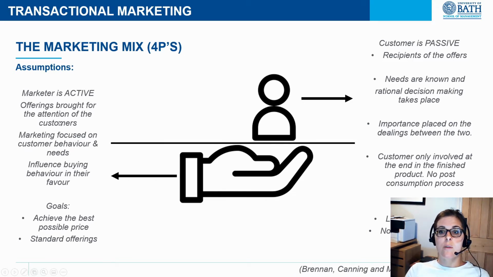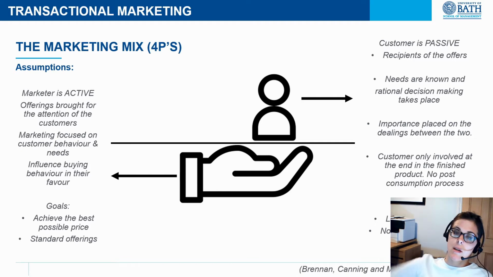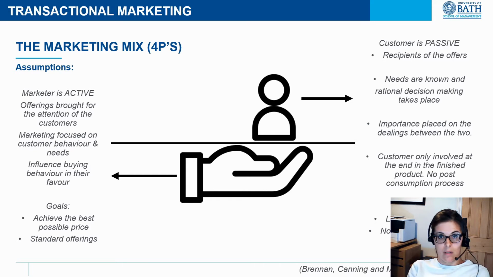The marketing is very much focused around the customer behavior and what the needs are that this product can serve as a solution for. So it's not tailoring the product in any way, shape or form to the needs of the customer. It's identifying the customer needs that exist that this product can solve and support. And the role of the marketer is to influence the buying behavior in their favor.